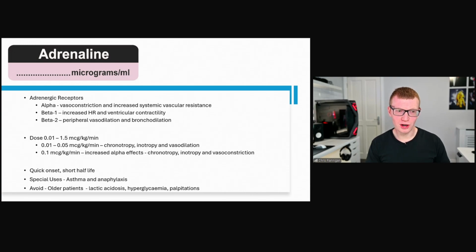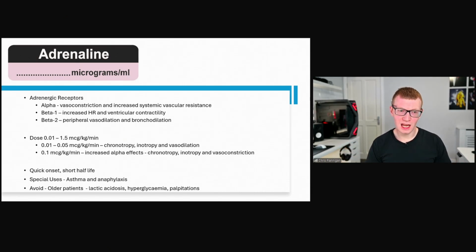So adrenaline works on your adrenergic receptors. We've got alpha and beta receptors. The alpha receptors are the ones that squeeze the vasculature and increase your systemic vascular resistance. The beta-1 receptors are the ones that increase your heart rate and increase your ventricular contractility, whereas your beta-2 receptors will actually cause a little bit of peripheral vasodilatation. Although in all but very low doses of adrenaline, we're not going to see this because the alpha effects are stronger and they'll cause the vasoconstriction.